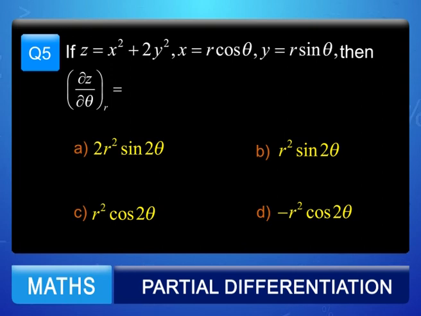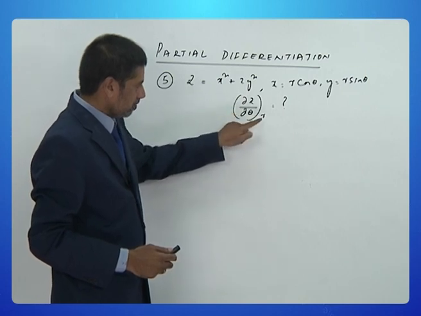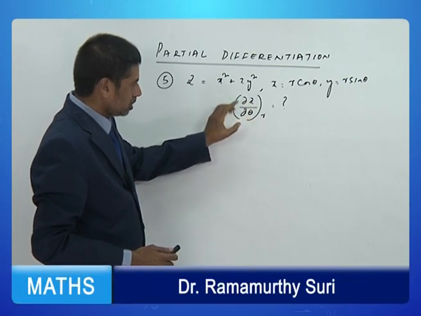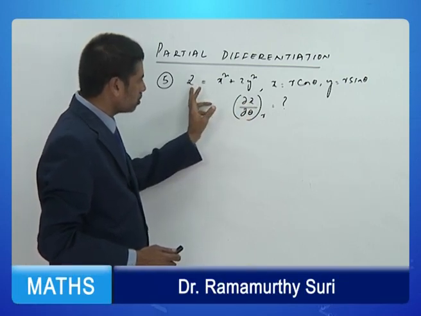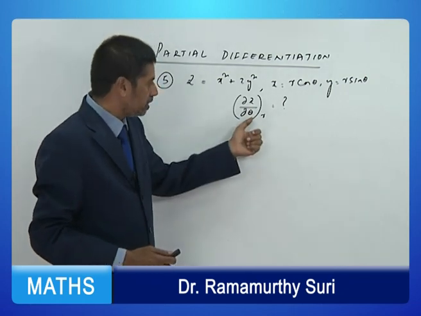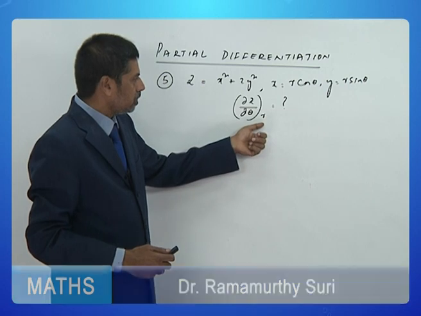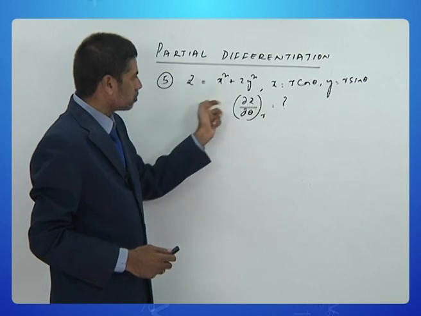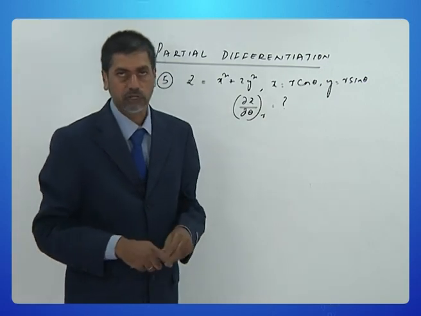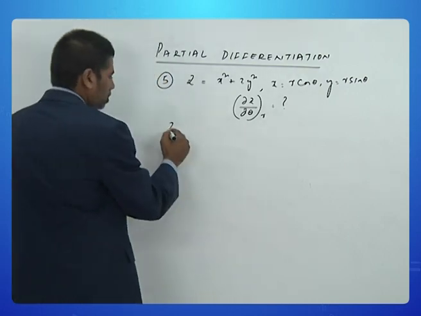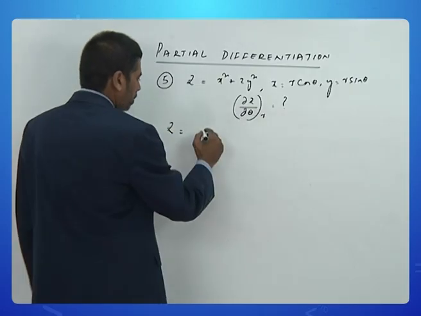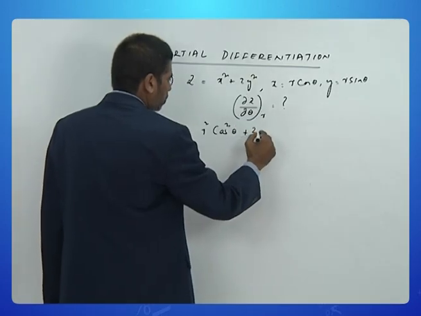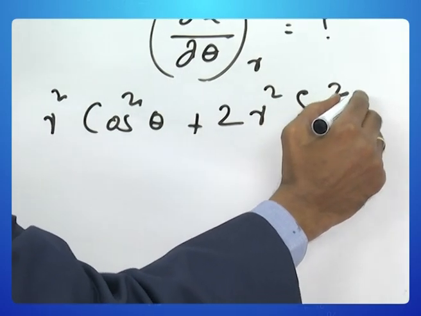Now let us observe this notation. Dou z by dou theta with a suffix r means keeping r constant, what would be dou z by dou theta? This means we'll have to transform the equation z in terms of the indicated variables r and theta. So for that, you substitute x is equal to r cos theta and y is equal to r sin theta here, then z would transform into a function of r and theta. So let me show you that. So z is equal to x squared would be r square cos square theta, 2y square would be 2r square sin square theta.